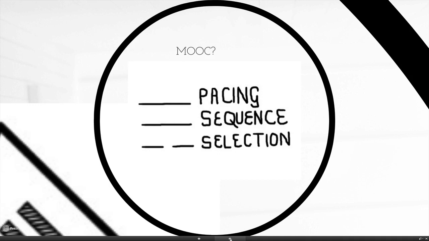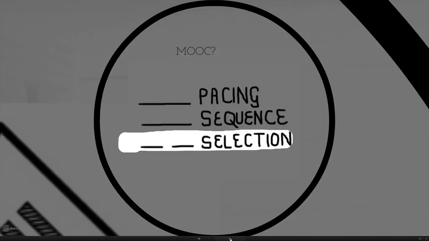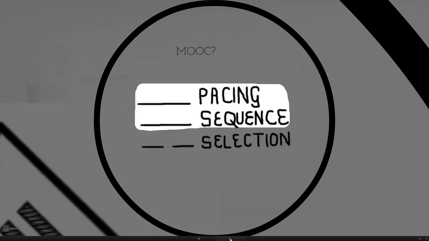Now, what about a situation where you actually open out selection? You have a situation where a numerous number of possibilities are allowed in terms of what can be selected. But then once you select, the sequence is clear and the pacing is set. Now, I've put a MOOC here, and this is kind of what this course is. It's kind of like a MOOC in some ways, although I don't know how massive it's going to be. But a MOOC is a massive open online course. And what you have in that situation often is you're allowed to choose from a whole smorgasbord of courses that you want to do. But once you choose the course, the sequence is then set.